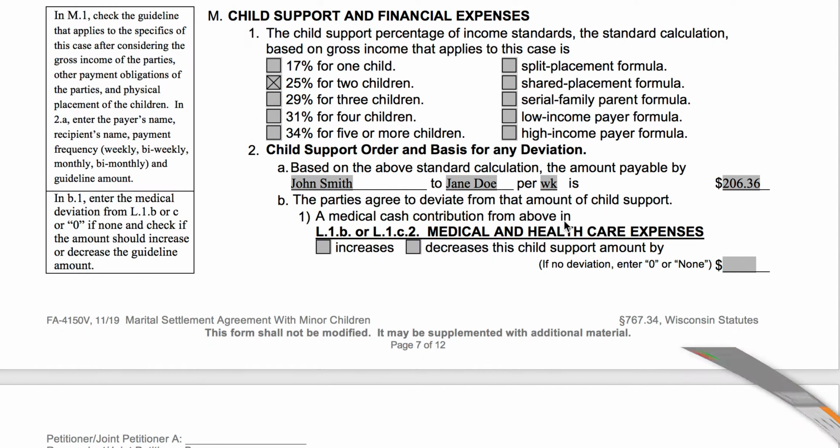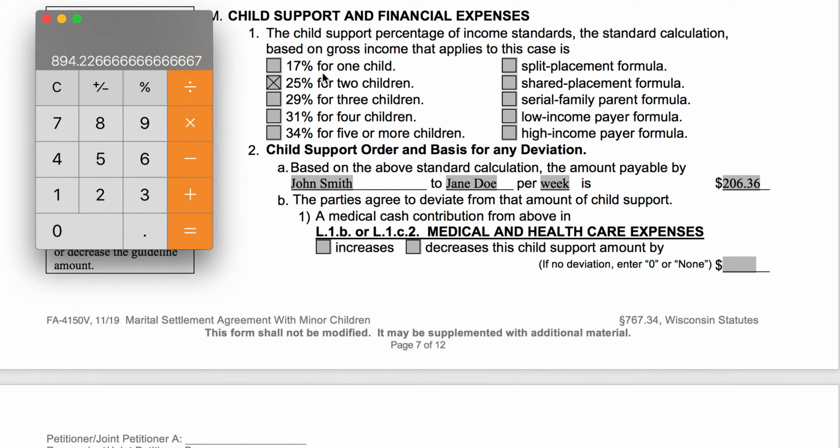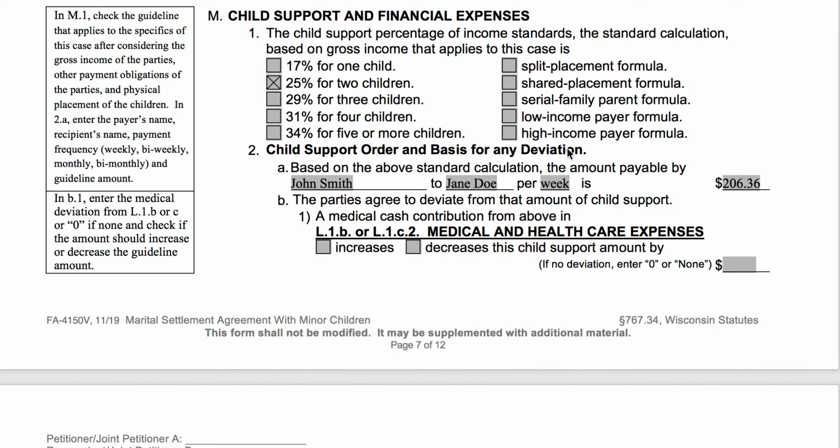Yeah, so that is what you're going to put there. For those of you who are in the straight percents, you're going to multiply by 0.17 for one child, 0.25 for two, 0.29 for three, 0.31 for four, 0.34 for five or more. For those of you over here, you'll have to go to the Child Support Agency's website and pull up the formula. They've written out how you can calculate it mathematically, for those of you who are so inclined.